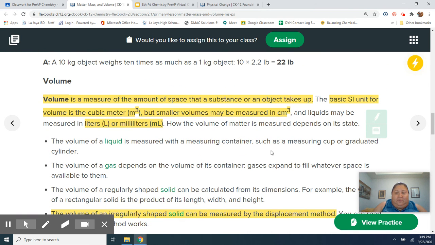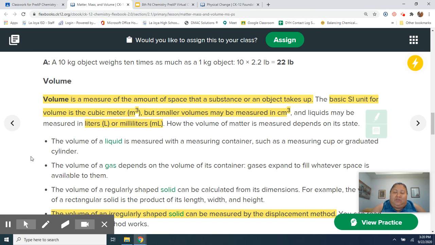Volume is another important unit, variable, measurement that we need for a lot of the calculations that we're going to be doing. Volume itself is a measure of the amount of space that a substance or an object takes up. The basic unit for volume is known as the cubic meter, but smaller volumes may be measured in centimeters cubed, right? When we're talking about density, everything was in grams per cubic centimeter or grams per milliliter.